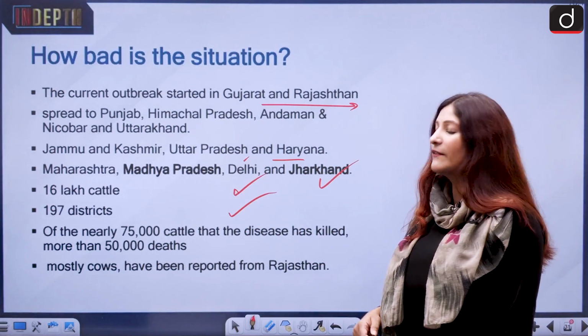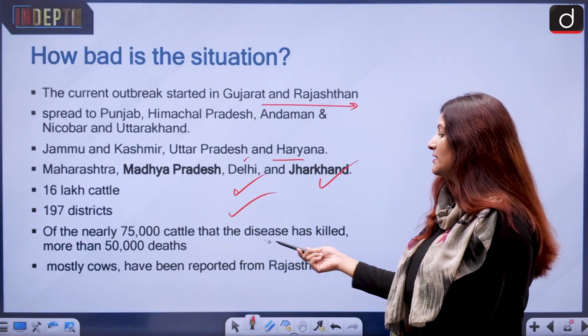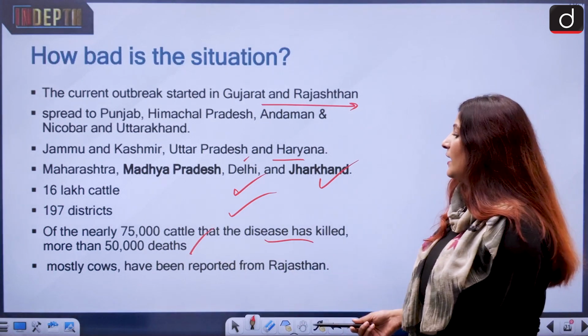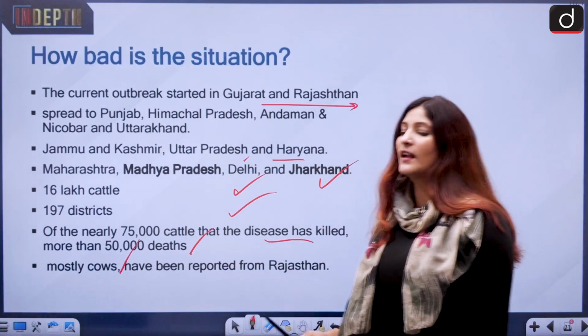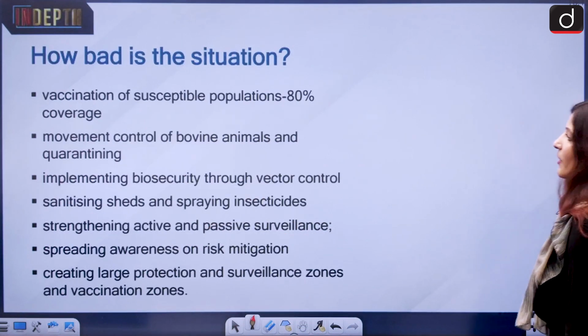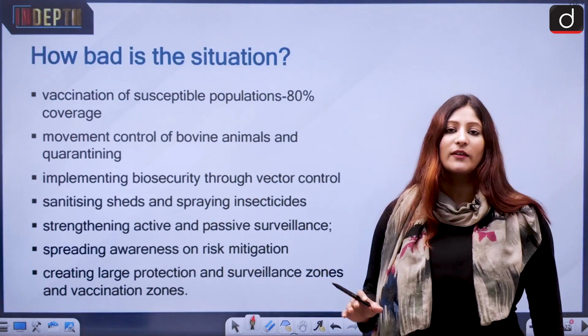And of the nearly 75,000 cattle that the disease has killed, more than 50,000 deaths have occurred. Okay, and mostly cows have been infected and have died in Rajasthan. Moving ahead, let us talk about another important thing, that how can we control it.